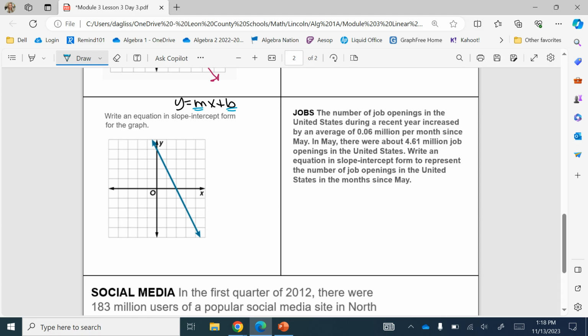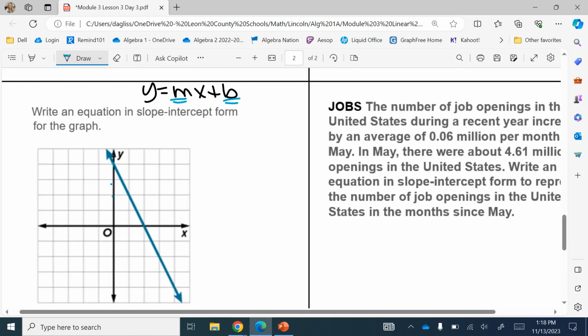Okay, what is the b? The b is 4. 1, 2, 3, 4. How did you get that? Because you looked at your y-axis, and it is crossing over at 4. Yes, so that's our b value. Our b is going to be 4.